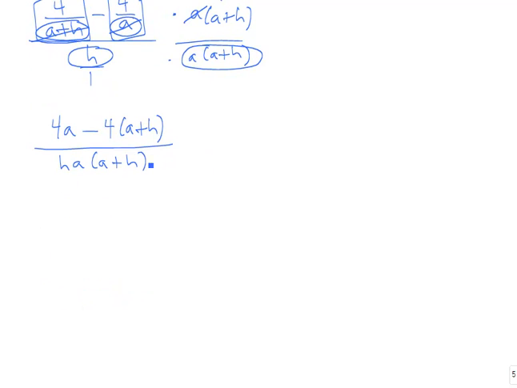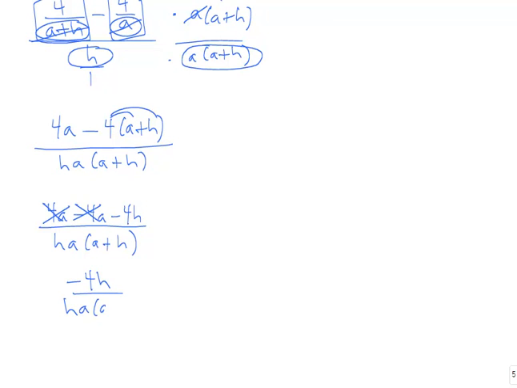So now we have a new fraction that's not complex anymore, and we just need to clean it up a little bit. So in the numerator, I can do some distributing, distribute my negative and my 4 across. So I have this 4a, and then minus 4 times a is minus 4a, and minus 4 times h is minus 4h. I'm going to leave the denominator as is right now. Don't distribute downstairs because you want to be able to cancel some things later on. So if you look at that numerator, now that we've distributed, we can see that these two 4a terms are going to cancel out. We're left with negative 4h over h, a, parentheses a plus h.